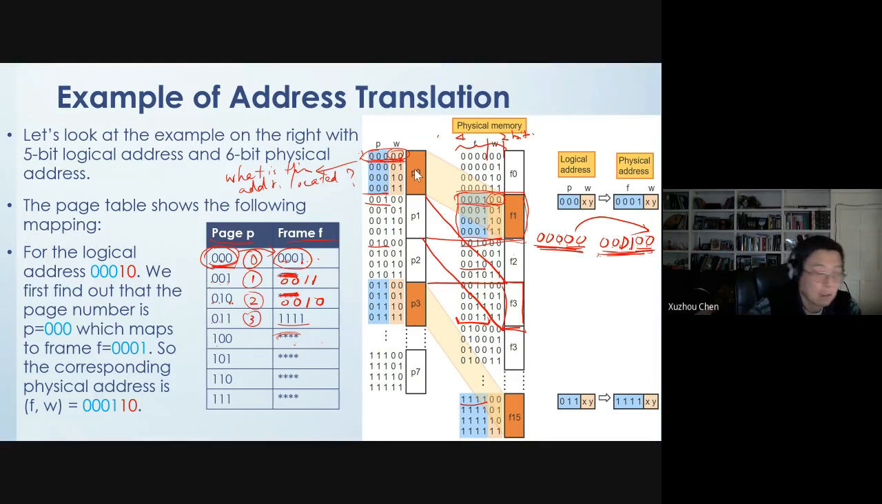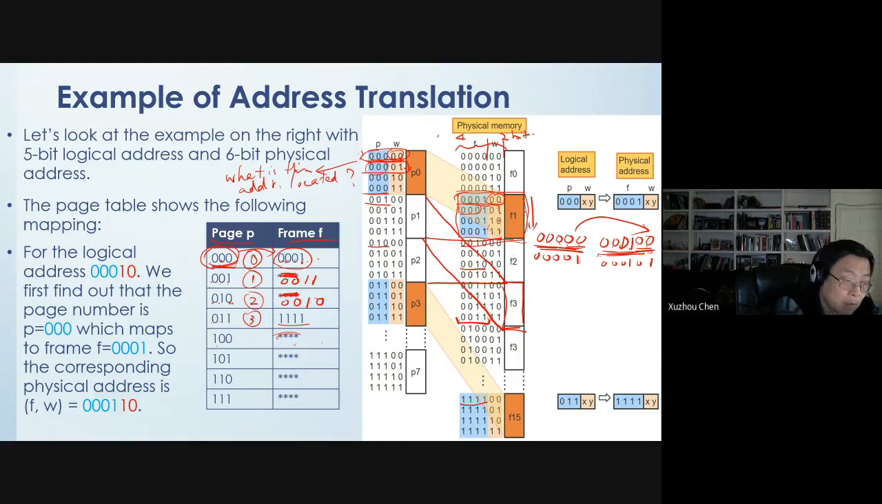Now, let's take a look at another one. If I continue to execute, the next instruction I'm going to execute is in memory address 0001. So again, it's in the same page, and the offset is 01. So it maps to 000101, right? It's continuous.